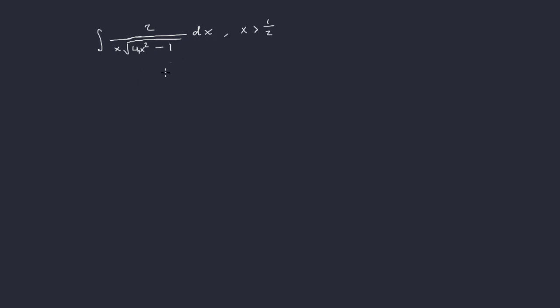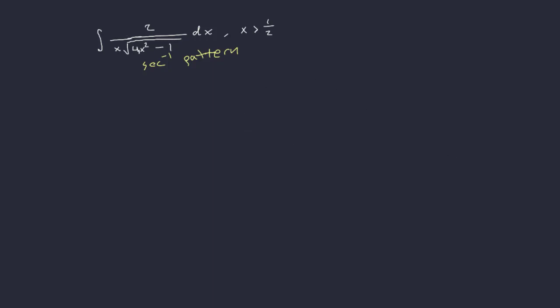So for this next example, we see the integral of 2 over x times the square root of 4x squared minus 1. Now this is definitely just a secant pattern. Hopefully that's pretty clear. The thing is, though, it's not just the x squared, it's a 4x squared. So there are two ways you can go about doing this.